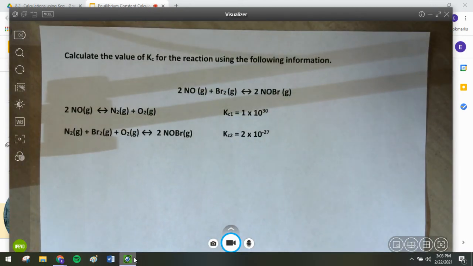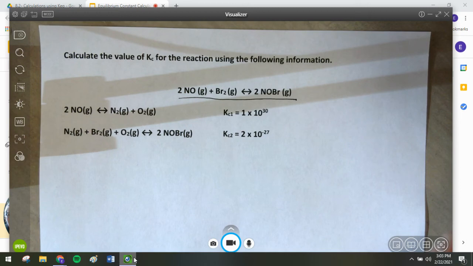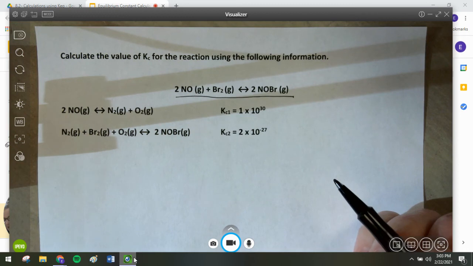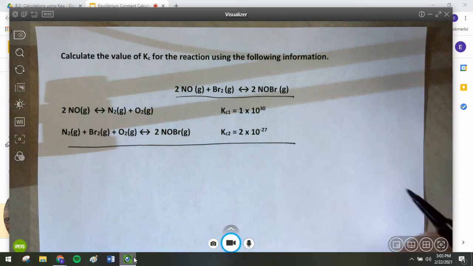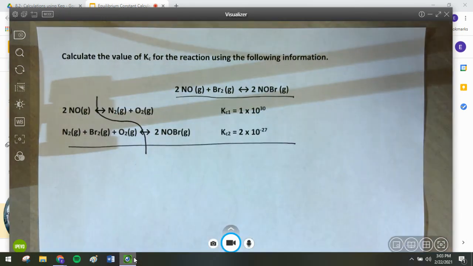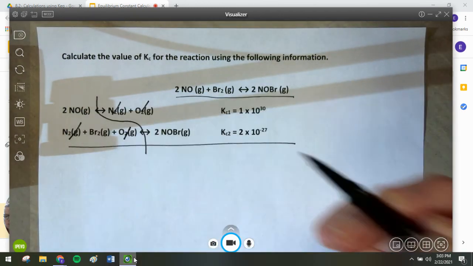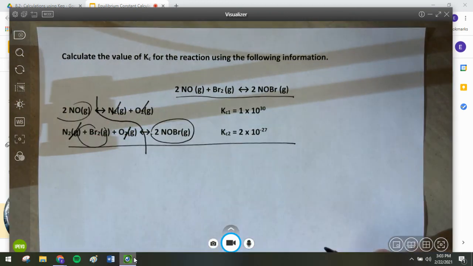Now, the last one on here, it says calculate the K value for the reaction using the following information. So this is very much like a Hess's law problem. I have this equation here that I want to solve for. So I want 2NO plus Br2, and that turns into 2NOBr. Here are the two equations I'm given, and then here are the two K values for those equations. So if I look at this and kind of break it in half like we do with Hess's law, I have an N2 on both sides and an O2 on both sides that can go away. And when I do that, I'm left with the equation that I'm trying to make. So that works out really slick. Nothing crazy manipulation-wise you have to do here.